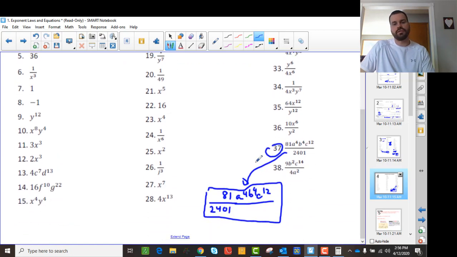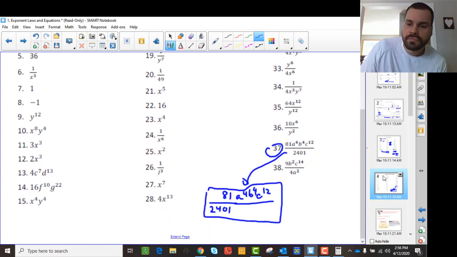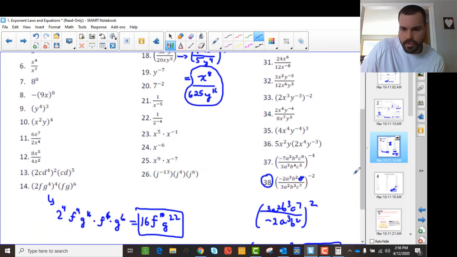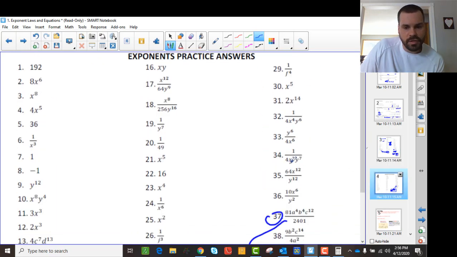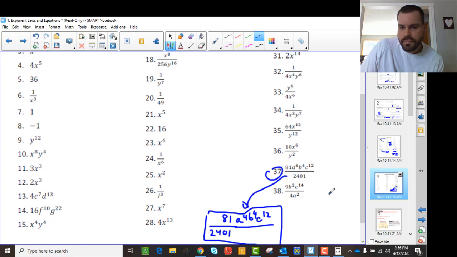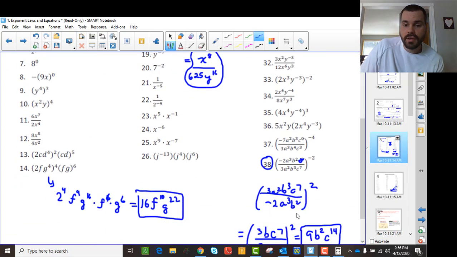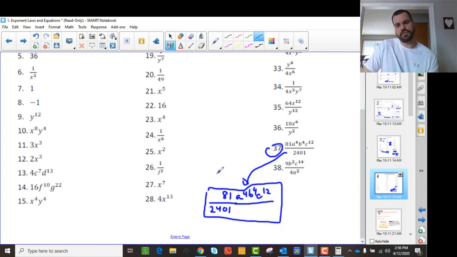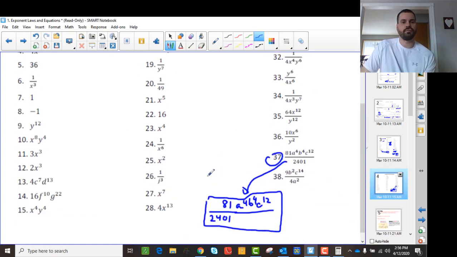Oh, sorry, those are the answers. That's why I can't reduce it. That's the answer to that one, the 37. That's my fault. Sorry, I didn't read that properly. So 9b squared c to the 14th over 4a squared, that happens to be the answer that I got here. So that's good. My apologies. I went through that question thinking I could do something like, wait a second, it doesn't reduce. That's why, because it's the answer. I need to read more carefully.